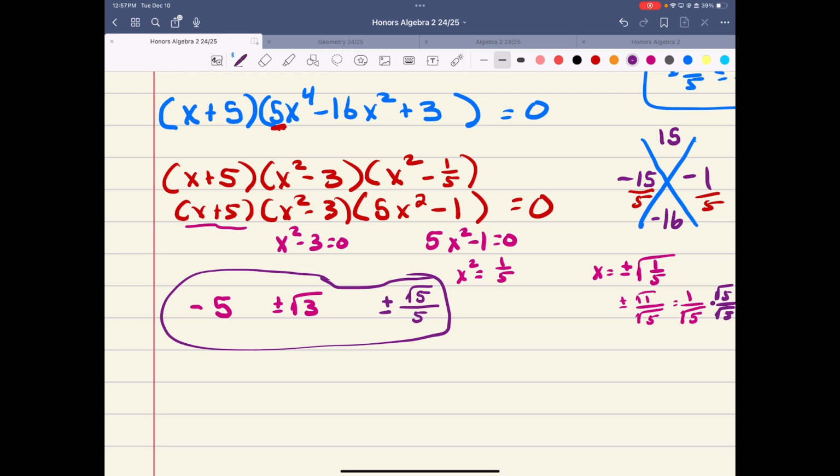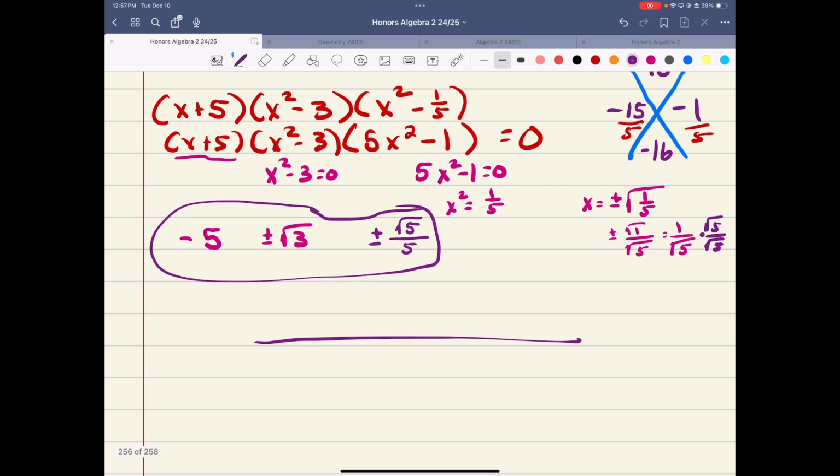Okay, so we factored it. We found the zeros. Now we're going to graph it. These are all just numbers. Negative 5 is over there. Square root of 3, I don't know, negative, so we're just going to put it right there and right there. And we can change these to decimals if we need to, just to put them in a better place. The square root of 5 over 5, that's got to be less than 1, right? So we'll put it here and here. And we're just sketching.